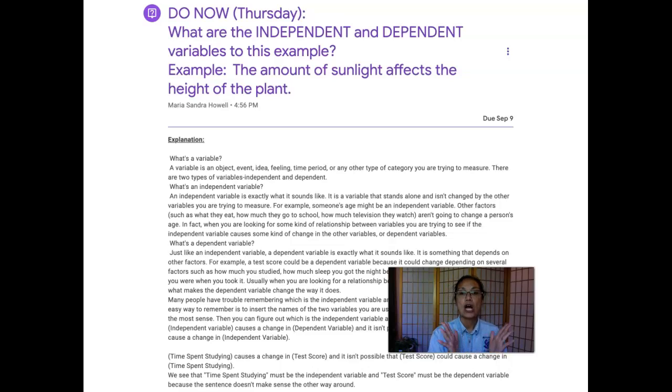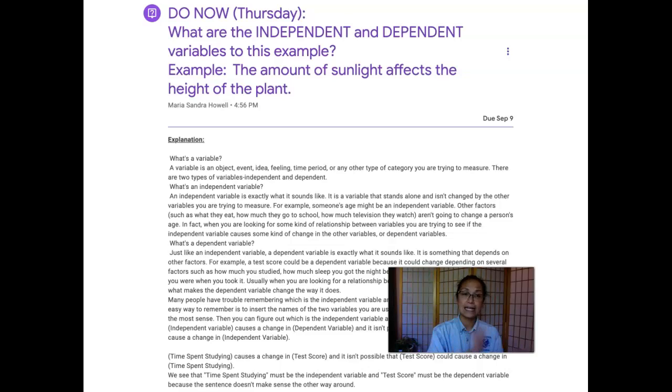So for this Do Now Thursday, the question is, what are the independent and dependent variables for this example? The example is the amount of sunlight affects the height of the plant. Okay, so the amount of sunlight affects the height of the plant.